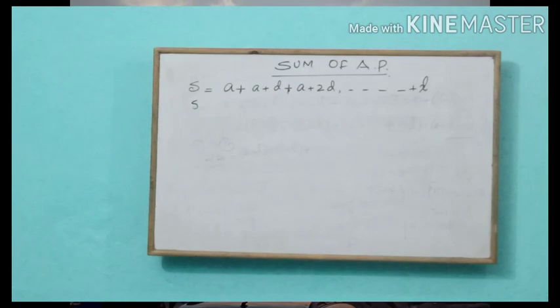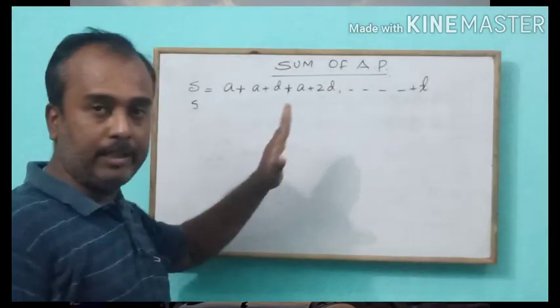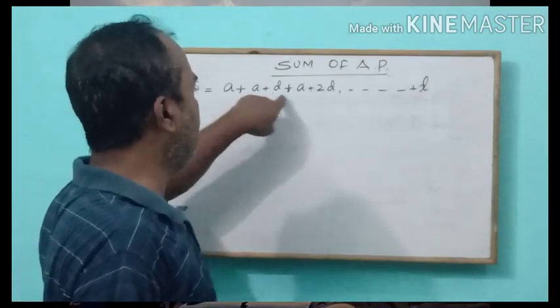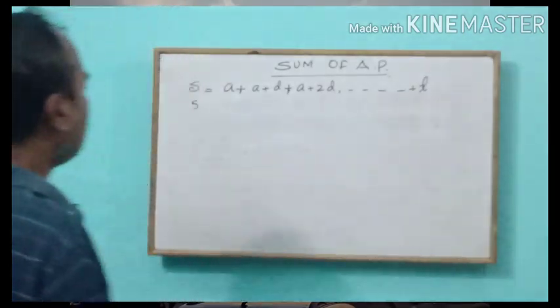Then we shall see a few examples to apply the formula, and thereafter a few more difficult problems. So let us start our concept about the sum of an arithmetic progression. Let us consider this particular arithmetic series, which is formed by the arithmetic progression a, a plus d, a plus 2d, up to L. L is the last term.